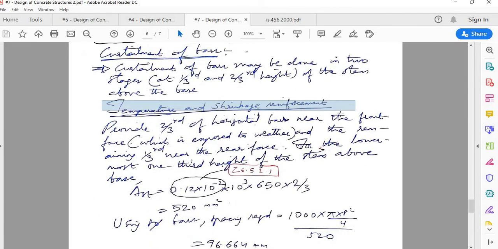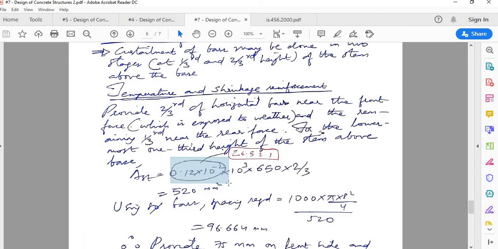So temperature and shrinkage reinforcement is 0.12 percentage. So you have the cross section 650. Remember, 0.12 percentage of gross area. Okay. So this 0.12 percentage, again we are not taking it up from our head. It is given in the code.